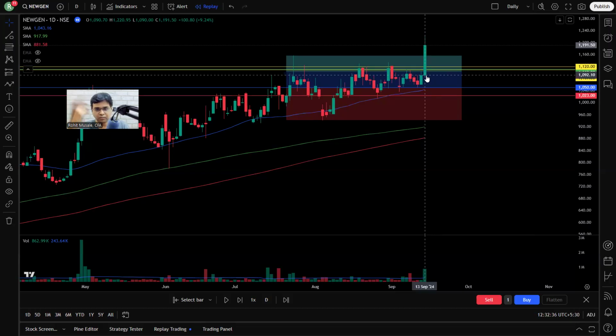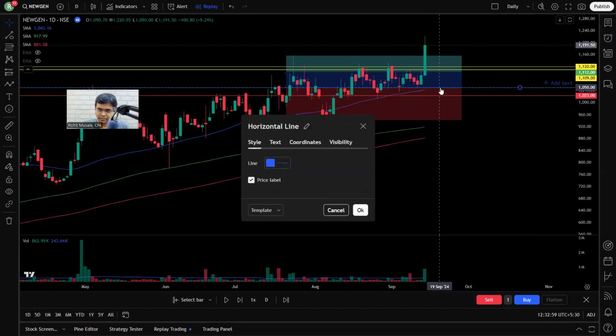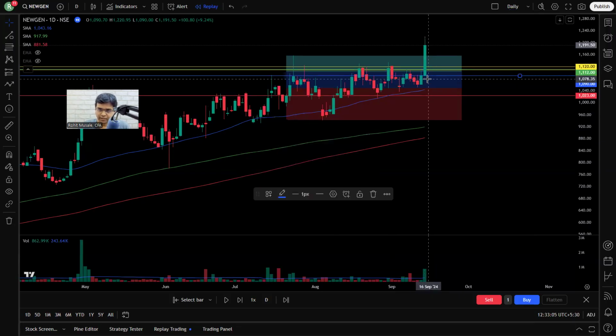Another thing is, I wouldn't want a stock which has already gone up 10% to come back and hit my 8% stop loss. That is going to be emotionally very painful. So what I will do is, I will move the mental stop loss or hard stop loss, depending on how much risk you want to take, to the low of this candle. What's the low of this candle? 1090. So I will make it 1090, at the low of this candle.